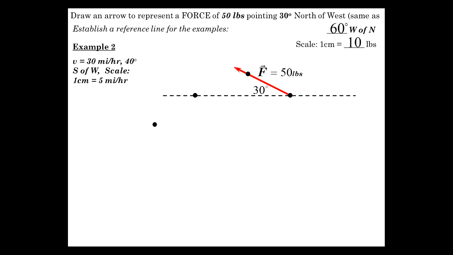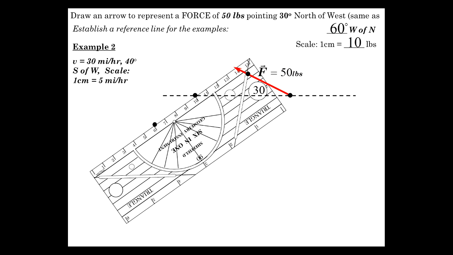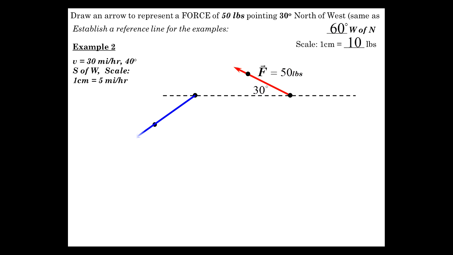1 centimeter is 5 miles an hour. So 30 miles an hour would be, you guessed it, 6 centimeters. So you start your line on a convenient marker on the instrument and then go 6 centimeters. So let's do that. There it is, if I did that correctly. 6 centimeters. Velocity 30 miles an hour, direction 40 degrees south of west.